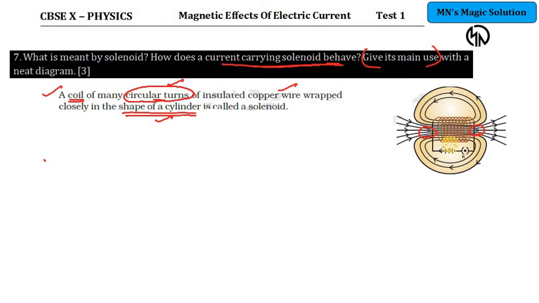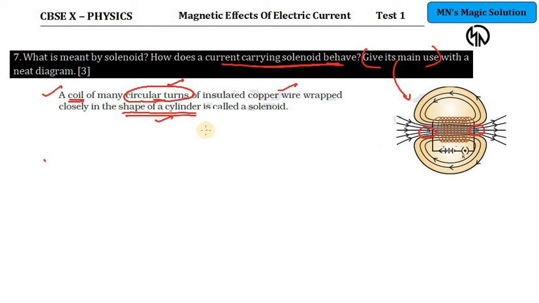This can be made use of in making a temporary magnet. How? When I place a small soft iron core inside this solenoid, normally that iron core will not have any magnetic properties, but when you switch on the current in the solenoid it will get magnetized and behave like a temporary bar magnet. So what is its main use? A temporary bar magnet. You have to draw a neat diagram for this as well.